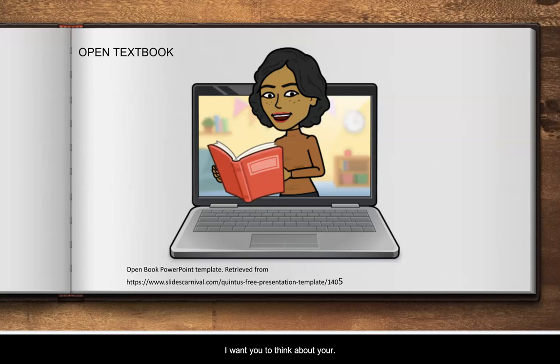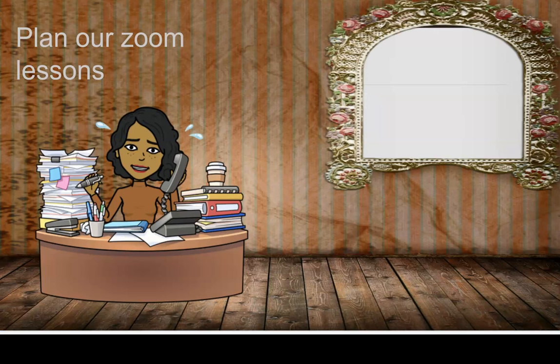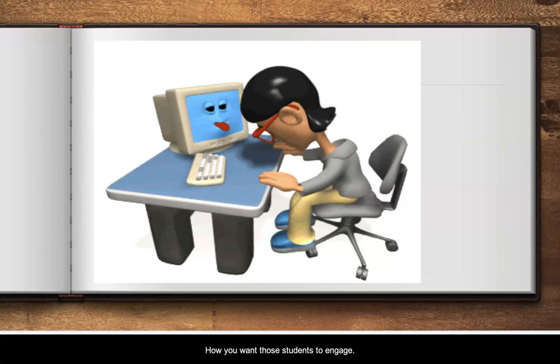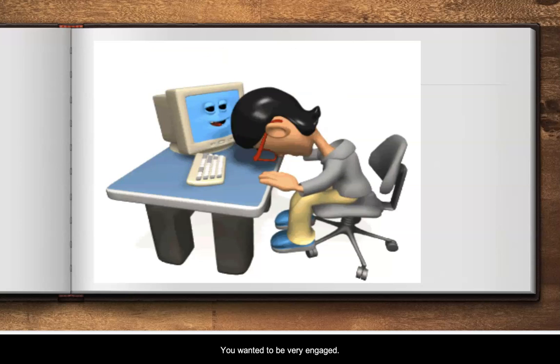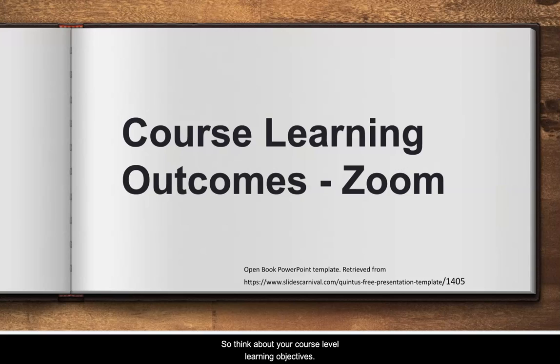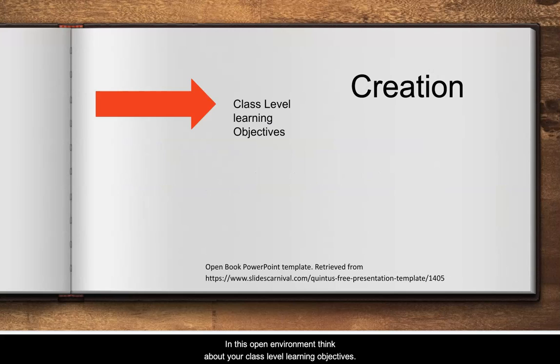I want you to think about your class. Plan. Think about how you want those students to engage. You want it to be very engaging. So think about your course level learning objectives. Remember what Patricia Cross suggested? Teaching has only one purpose, and that is to initiate learning. You are the facilitator of learning. In this open environment, think about your class level learning objectives. Be creative, engaging in this environment.